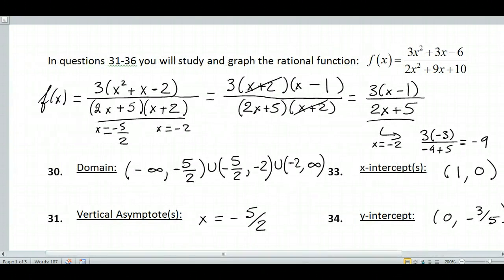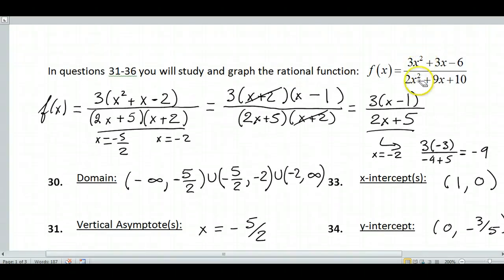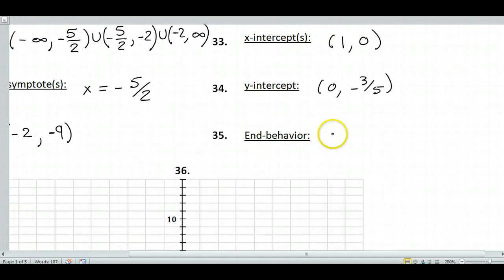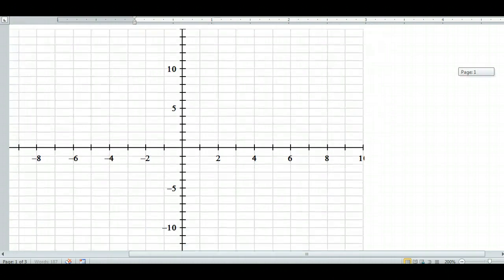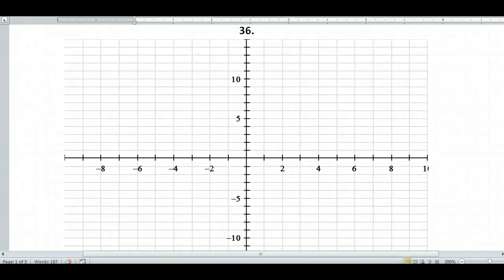Okay, all right. And end behavior. Okay, so let's look at it. Same degree. So you do the ratio of the leading coefficients. So it's y equals 3/2. Okay, let's graph everything. Here I'll start with my 3/2, 1.5.